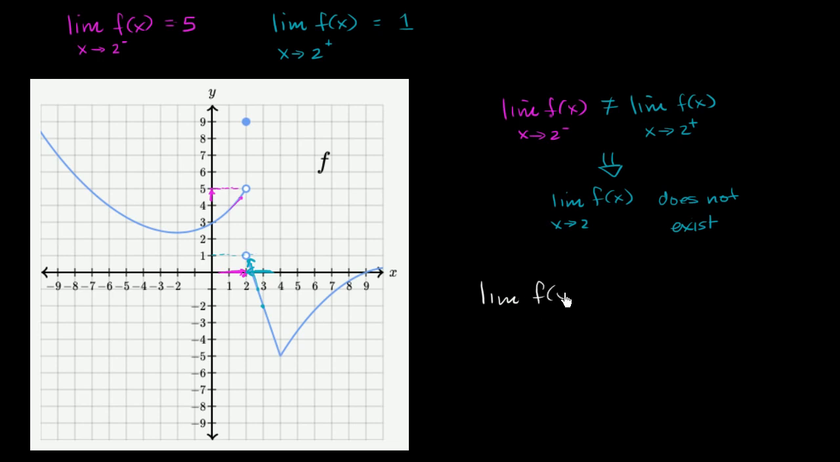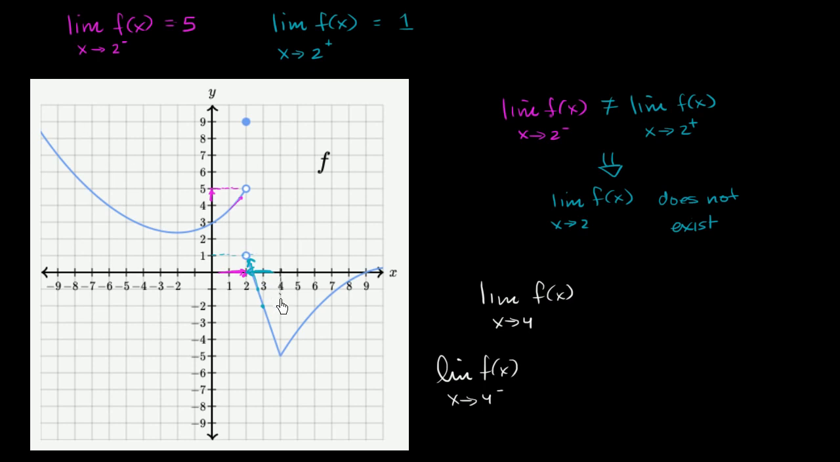For example, if someone were to say, what is the limit of f of x as x approaches 4? Well, then we can think about the two one-sided limits, the one-sided limit from below and the one-sided limit from above. So we could say, well, let's see, the limit of f of x as x approaches 4 from below. So let me draw that.